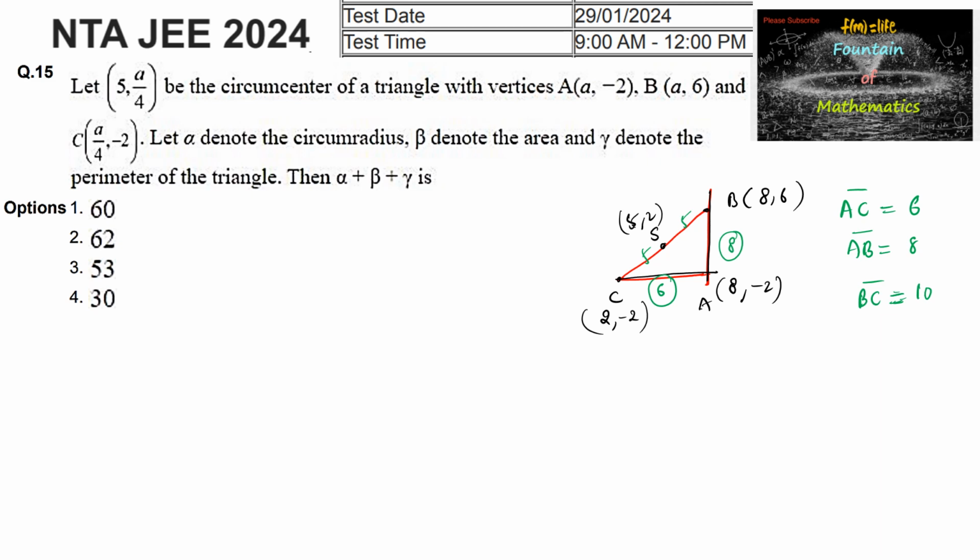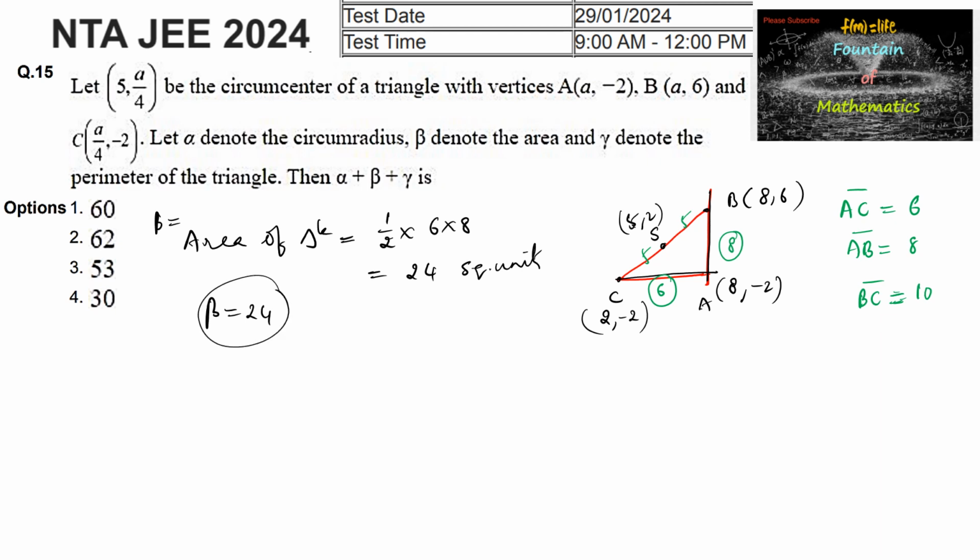So the area of the triangle, which is beta, is half into the product of the legs for a right angle triangle, so half into 6 into 8, which is 24 square units. So beta can be considered as 24. And now gamma is the perimeter of the triangle, which is equal to the sum of the sides, 6 plus 8 plus 10, that is 24 units.